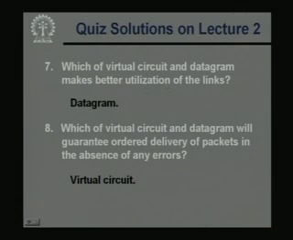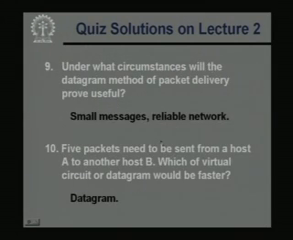Which of virtual circuit or datagram makes better utilization of the links? Datagram, because datagrams may follow different paths and the links may be better utilized. Eighth, which of these two guarantees ordered delivery of packets in the absence of any errors? Datagram does not guarantee ordered delivery because packets may follow different paths, but in virtual circuit the TCP layer will allow ordered delivery of packets. Under what circumstances would the datagram method of packet delivery prove useful? Small messages, fewer errors, reliable network.